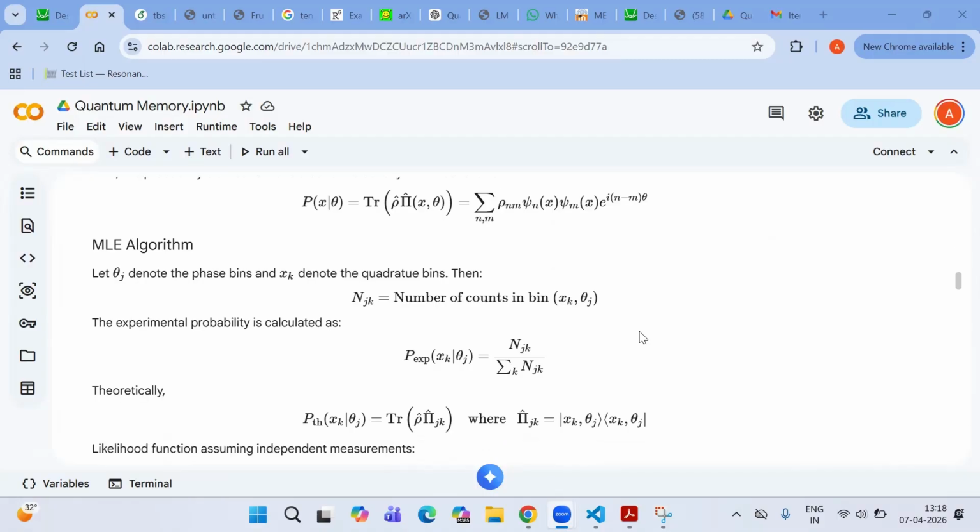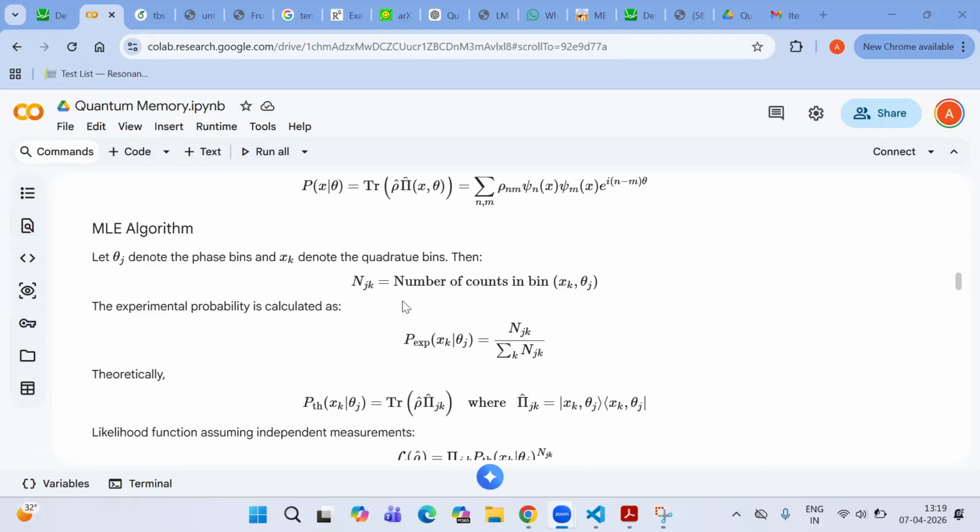Now I want to finally come to the main algorithm that has been used, which is the MLE algorithm, maximum likelihood estimate algorithm. So we again start with the bins that we had created in the phase space and quadrature space. So let theta j, for example, denote the phase bins and x k denote the quadrature bins. Then capital N jk is just the number of counts that we got from the homodyne measurement in bin x k comma theta j.